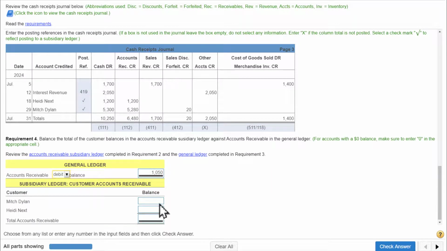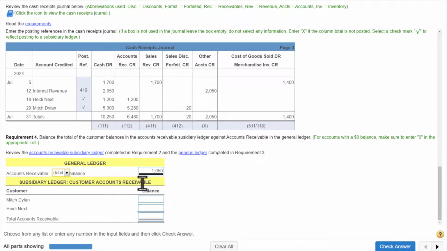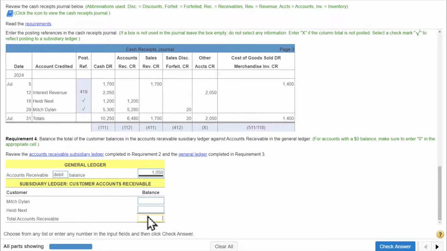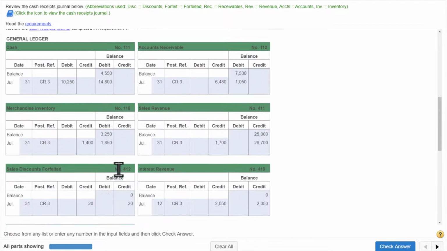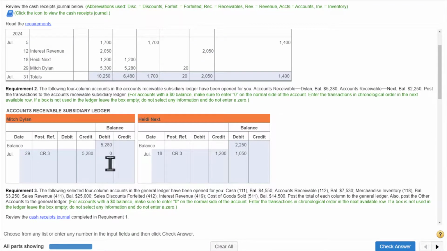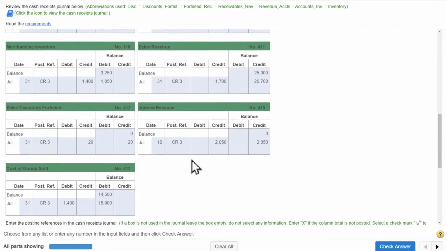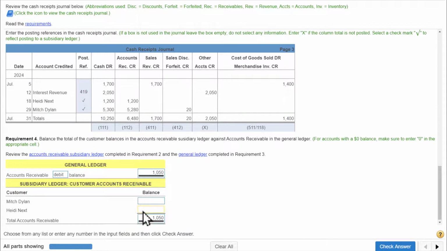Now I need to go to the AR subledger, and its total should also be 1050. So let me go double check. Now here you can just click on the link and it'll take you there. But on the test, you're going to have to scroll up. So I'll pretend this is a test. And here's our AR subledger. So Dylan has a balance of 0 and Heidi has a balance of 1050. So Heidi 1050, Dylan 0. So there we go.